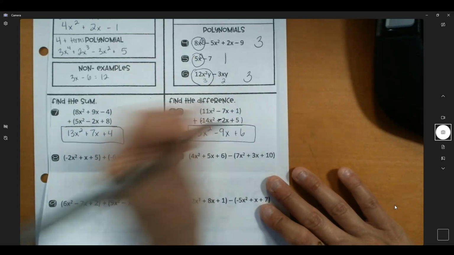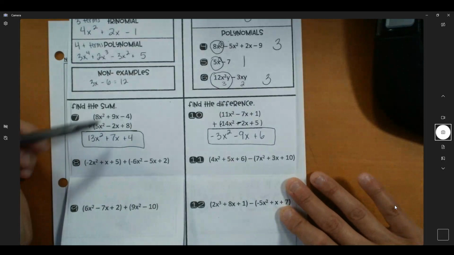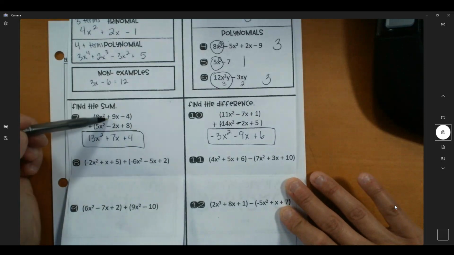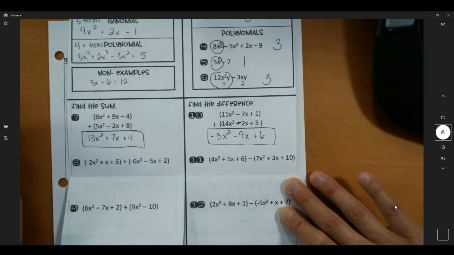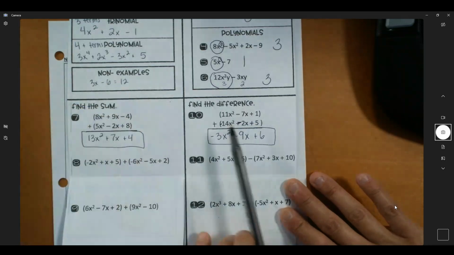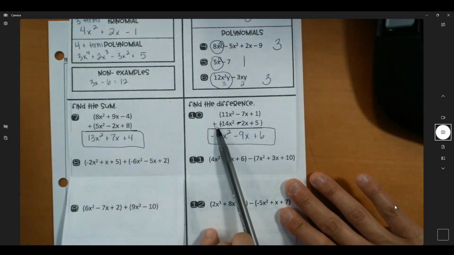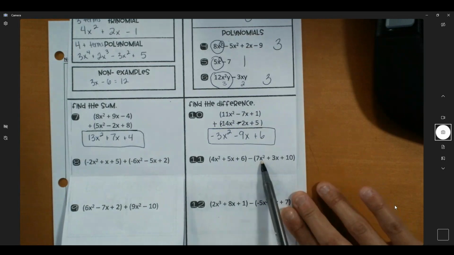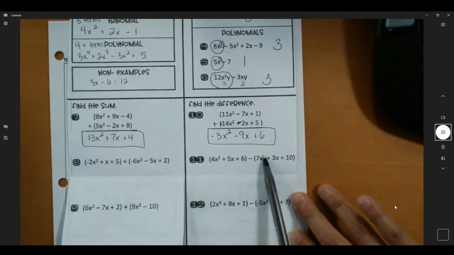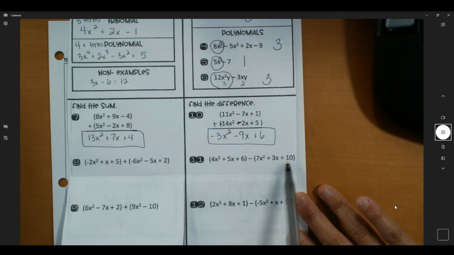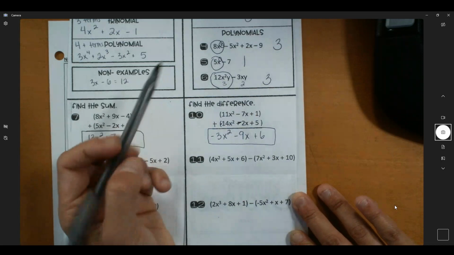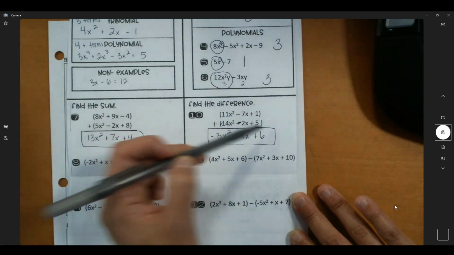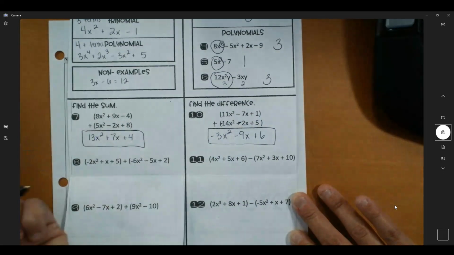So again, adding is super easy. We're just adding straight down, basically keeping in mind if there's negatives, there might be subtraction. For subtraction, the biggest difference is that you need to distribute that negative to everything on the bottom. Especially when we do these ones, you're distributing that negative to everything behind the negative, not in front. It always is this way. And then once you distribute that negative, you can add straight down like we did in number 7.